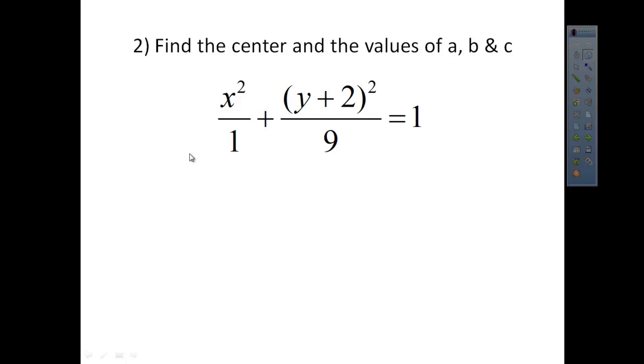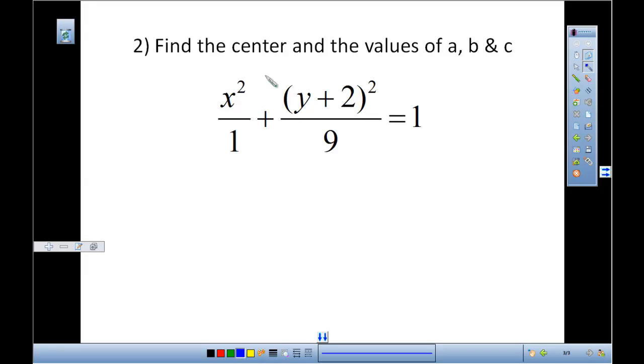Let's try this one. Again, we want to find the center and the values of A, B, and C. So we know our center is going to be at (H, K). What's our value for H here? Well, because it's just x squared, that tells us it's going to be 0. This is like saying x minus 0 or x plus 0 squared. Our value for K is going to be what?